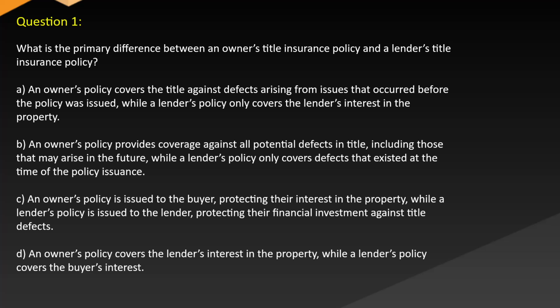B. An owner's policy provides coverage against all potential defects in title, including those that may arise in the future, while a lender's policy only covers defects that existed at the time of the policy issuance. C. An owner's policy is issued to the buyer, protecting their interest in the property, while a lender's policy is issued to the lender, protecting their financial investment against title defects. D. An owner's policy covers the lender's interest in the property, while a lender's policy covers the buyer's interest.